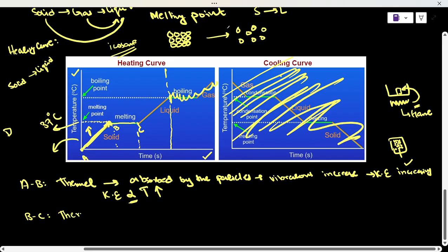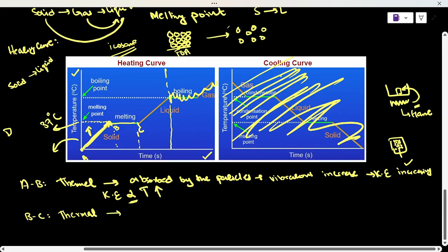Now at this point, you're still providing thermal energy. But now this thermal energy is no longer being absorbed by these particles, because they already have enough energy, right? What's really happening is that thermal energy is still being gained, but it's not being absorbed by particles. But what are they using it for? They are using it for breaking the forces of attraction.